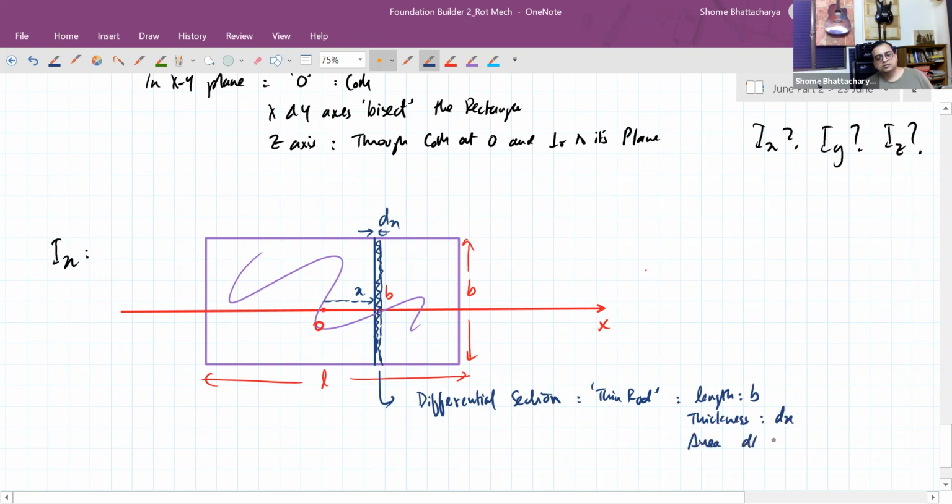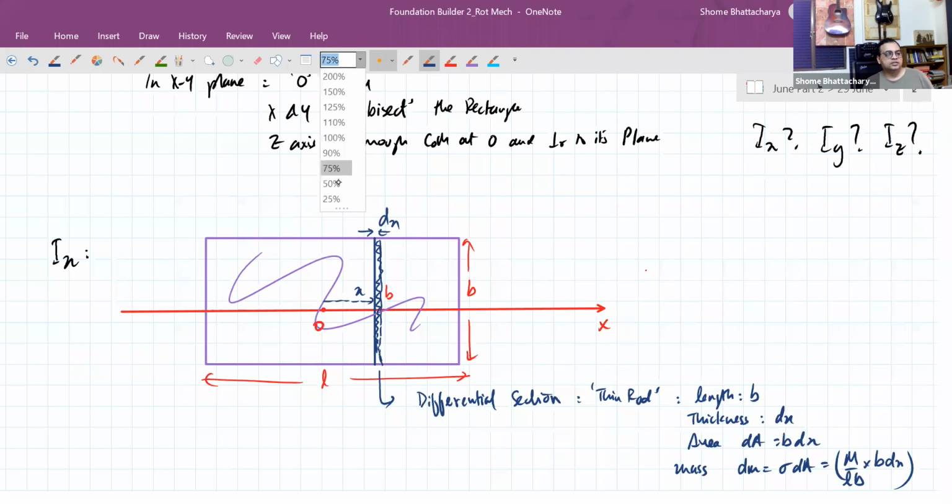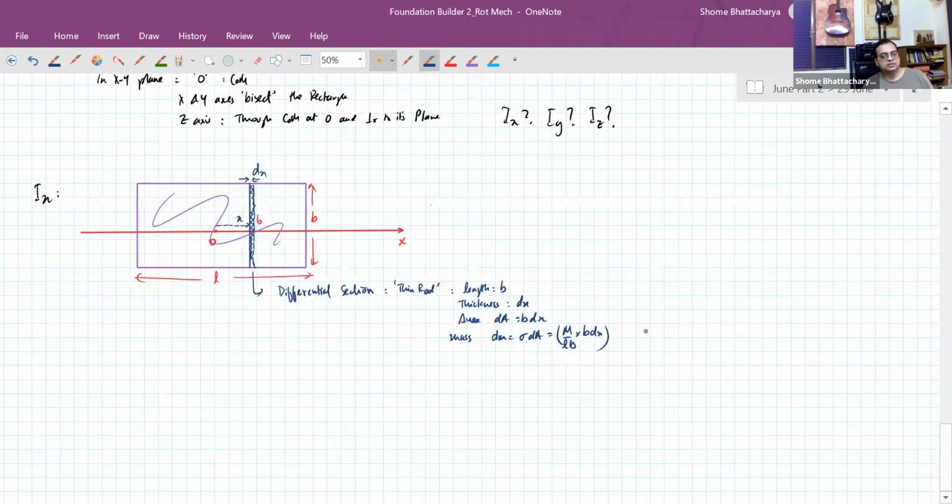So it has an area of length into thickness. So it has a mass dm of sigma into dA, where sigma is total mass upon total area. So this thin rod has a mass dm of, ultimately we'll see, m by l into dx. Now, what kind of axis is the x-axis for it? It's the perpendicular bisector. So this differential thin rod's moment of inertia about the x-axis.